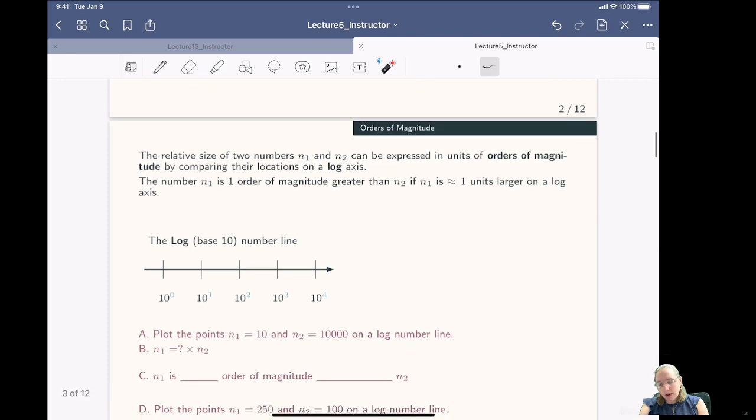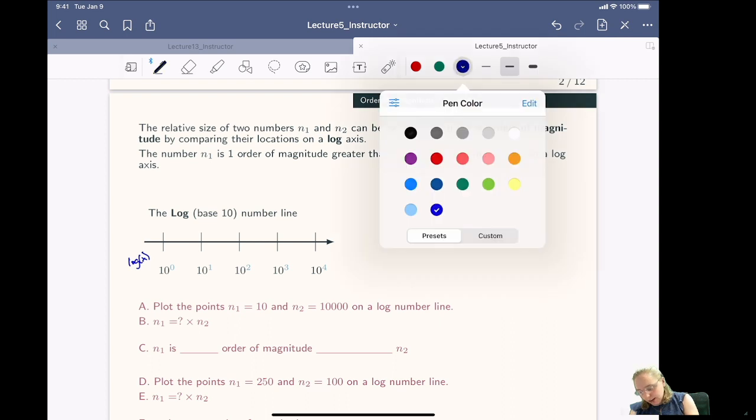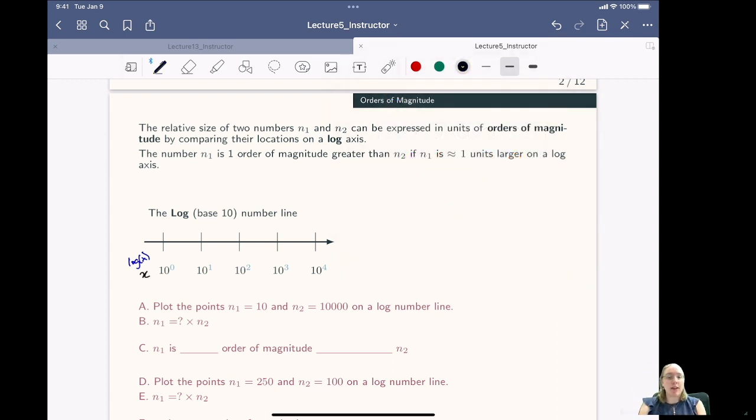All right. So log number lines are also useful in comparing numbers in terms of orders of magnitude. So the distance on a log number line between two numbers is their difference in the orders of magnitude. So if we have our log of x here in blue, here we have log of x of 0, 1, 2, 3, and 4. That corresponds to x values of 10 to the 0, 10 to the 1, 10 to the 2, and so forth.